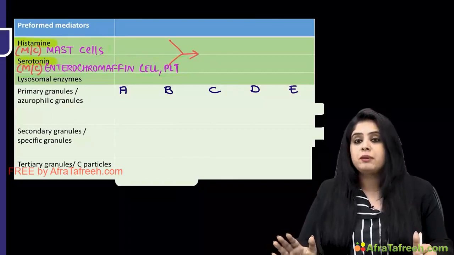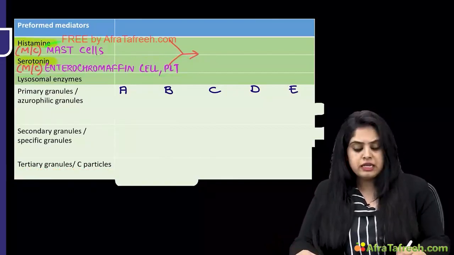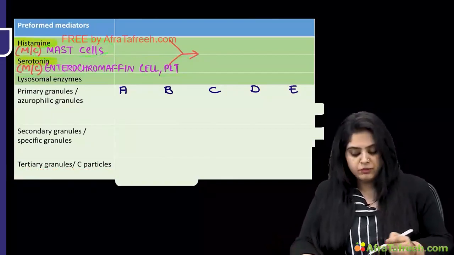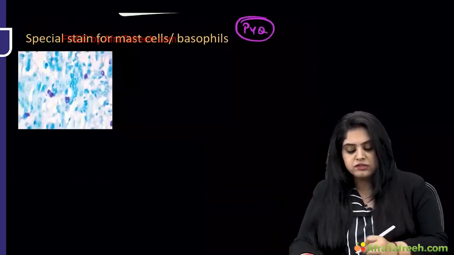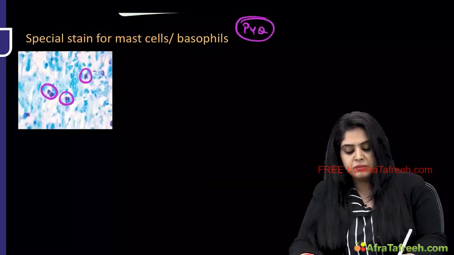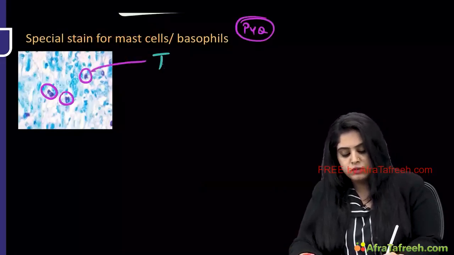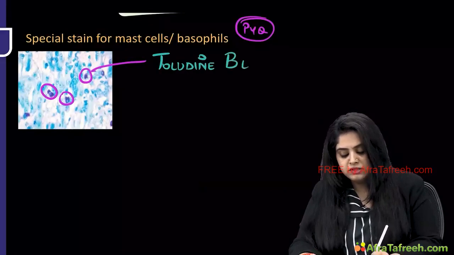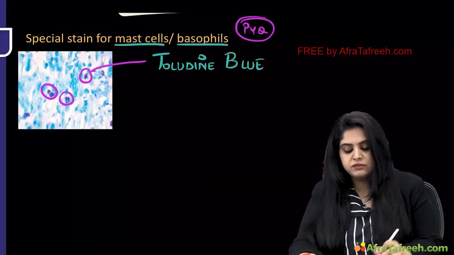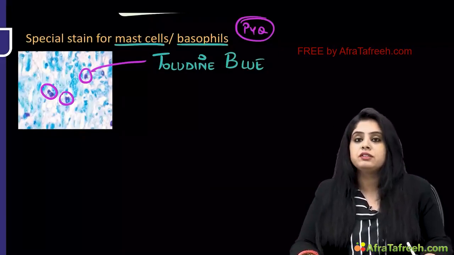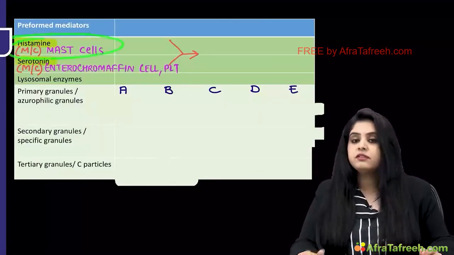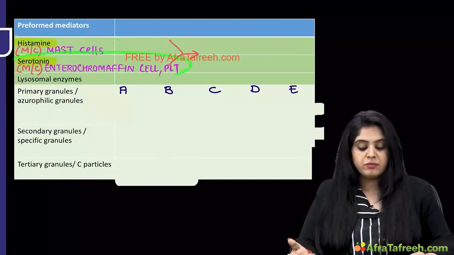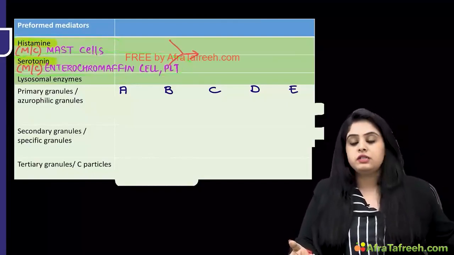Before I tell you their function, what is the stain for a mast cell, which is a previous year question? They ask you what is the special stain for mast cell or basophil, the purple colored ones. That is going to be toluidine blue. Toluidine blue is the special stain for mast cells as well as for basophils, very important. So coming back, what comes from mast cells? Histamine. And what comes from enterochromaffin cells? Serotonin.